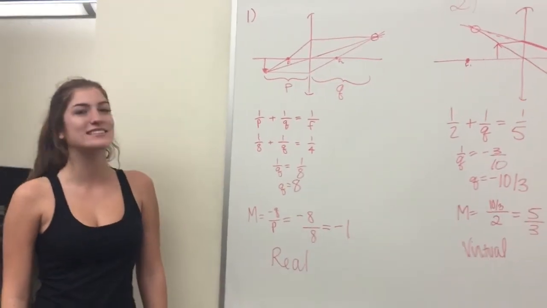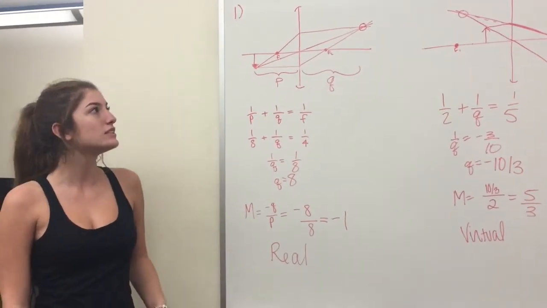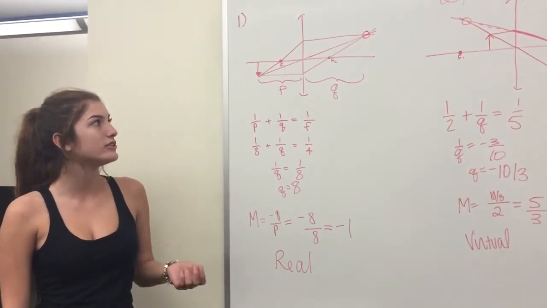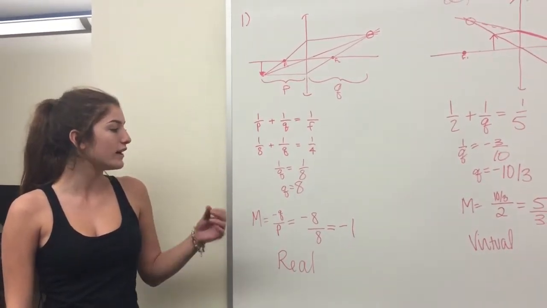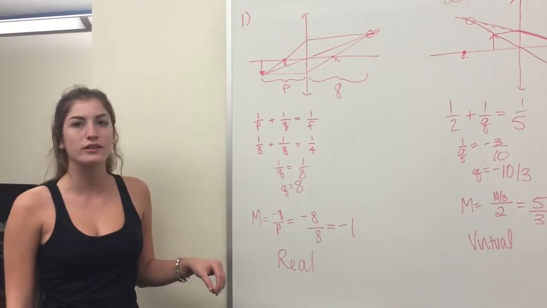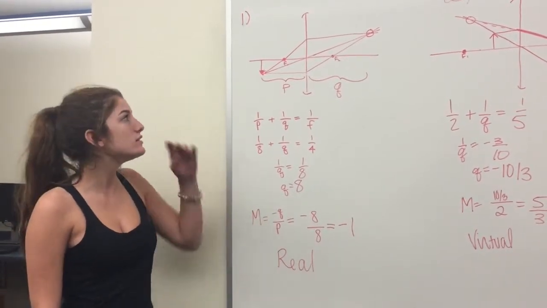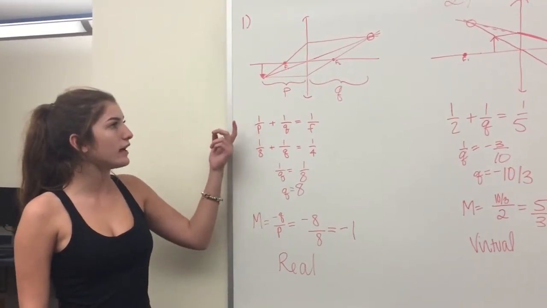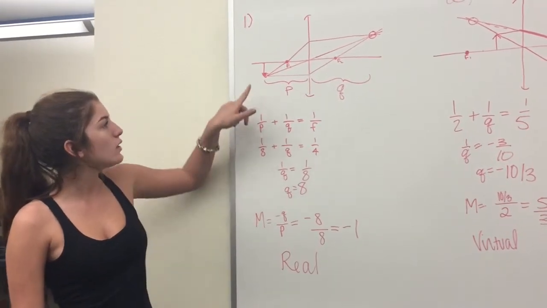Question 17 asks us to use ray diagrams to find the location of an image that is formed by a lens, find the magnification of this image, and whether it is real or virtual. So we do this by making ray diagrams with the principal rays.